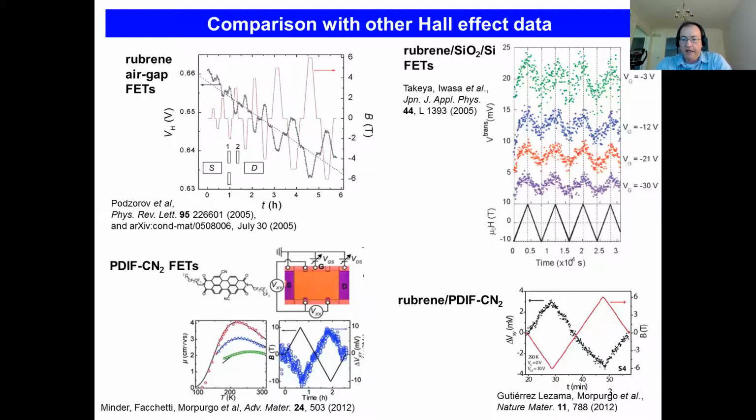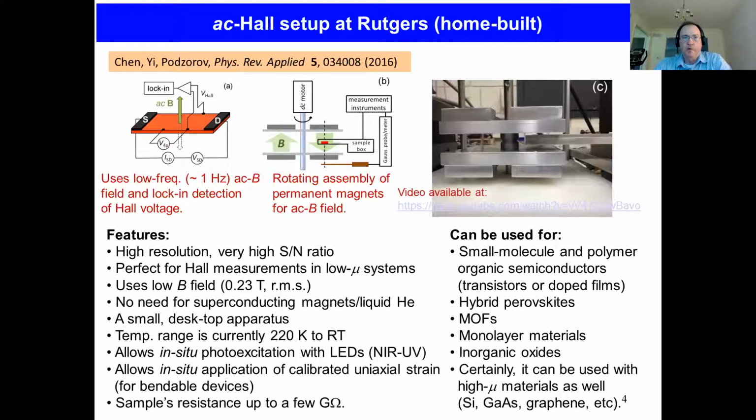And in order to solve this problem, we have recently developed this AC Hall measurement methodology, which is based on the known principle of phase sensitive detection. So in this case, instead of a DC magnetic field, we're applying a small low frequency AC magnetic field and detect the Hall voltage using a lock-in amplifier tuned into this very exact frequency. And so this method really boosts your signal to noise ratio.